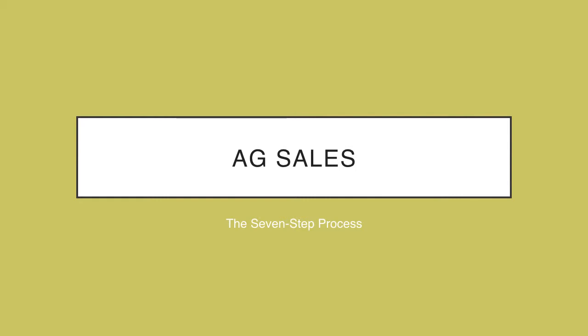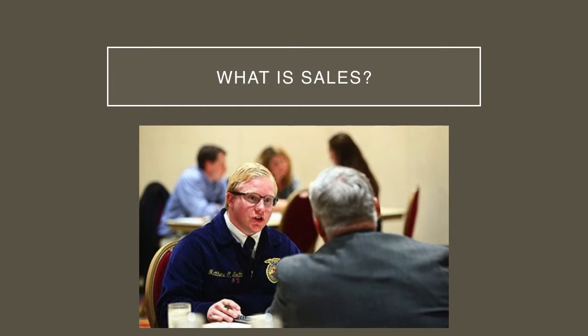Here we go. So the ag sales is a 7-step process. But I want to talk first a little bit about what is sales. Okay, so the sales process is a problem-solving process. It's important to know, in which there's two people, a salesperson and a customer. A salesperson helps the customer to make a decision that will ultimately benefit them.